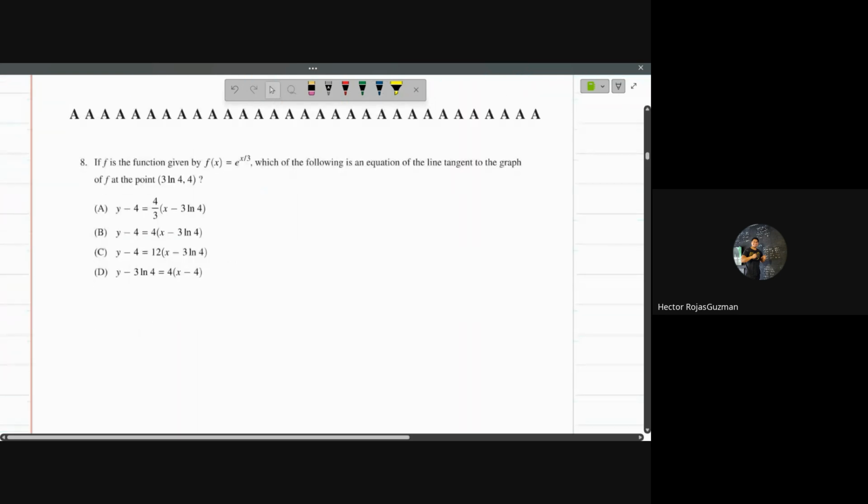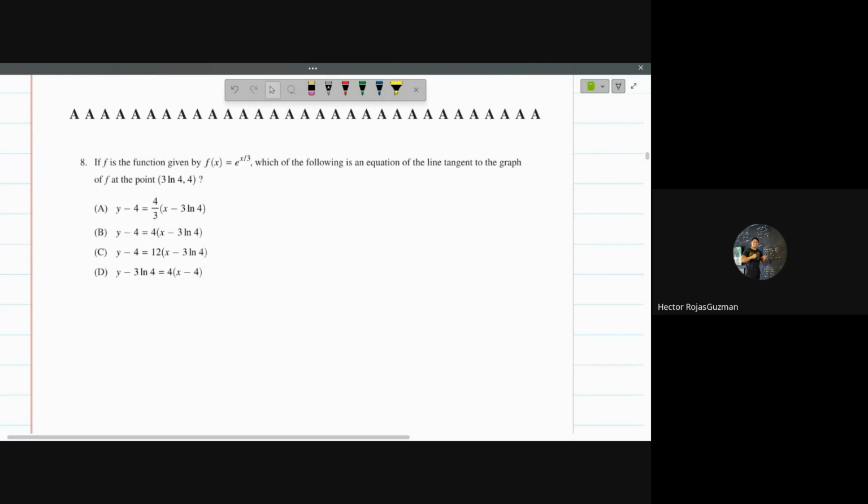Perfect. We have a function. Which of the following is an equation of the tangent line at a point? Okay. And you know what we need? We need a slope and a point. We have the point. We need the slope. So let's go ahead and start by finding the derivative. The derivative of f of x is e to the u times the power of u. No, times u prime. Sorry.